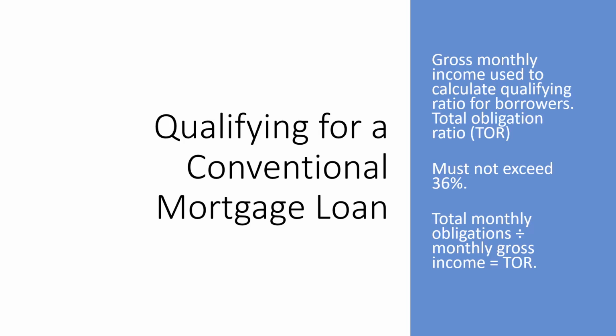Qualifying for a conventional mortgage loan, they take your gross monthly income. They use it to calculate the qualifying ratio for borrowers, and they use a total obligations ratio, and it cannot exceed 36%. And the way they calculate that is they take the total monthly obligations and divide it by the monthly gross income.